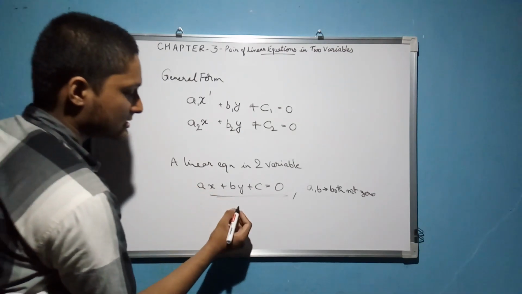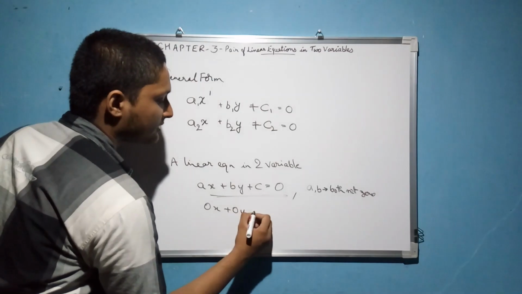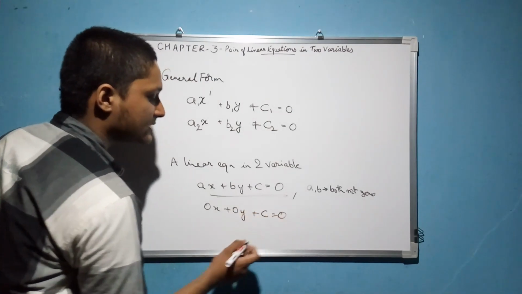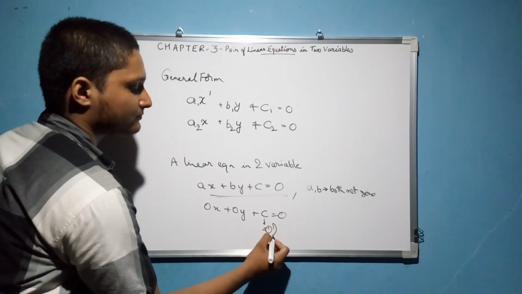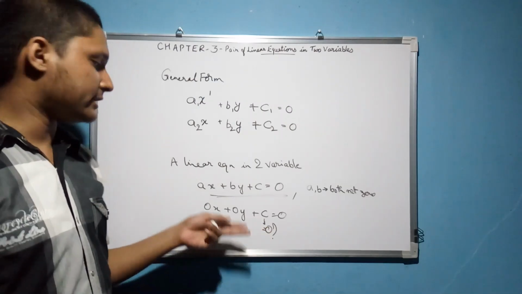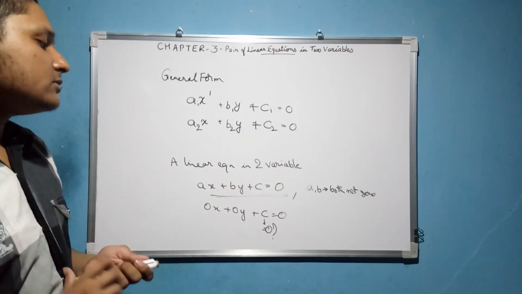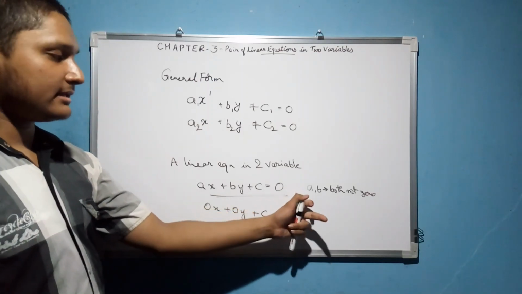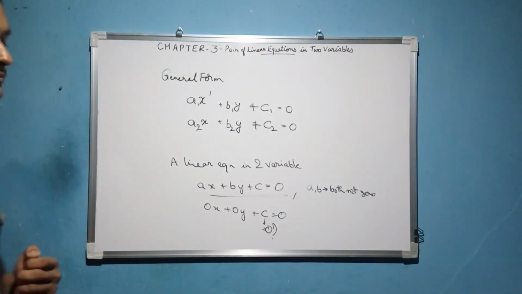Why is this? If you multiply 0x and 0y and you have one c that is equal to 0, how can c be equal to 0 every time? Maybe c is some other number. So we need to take care that a and b, both of them, cannot be equal to 0.